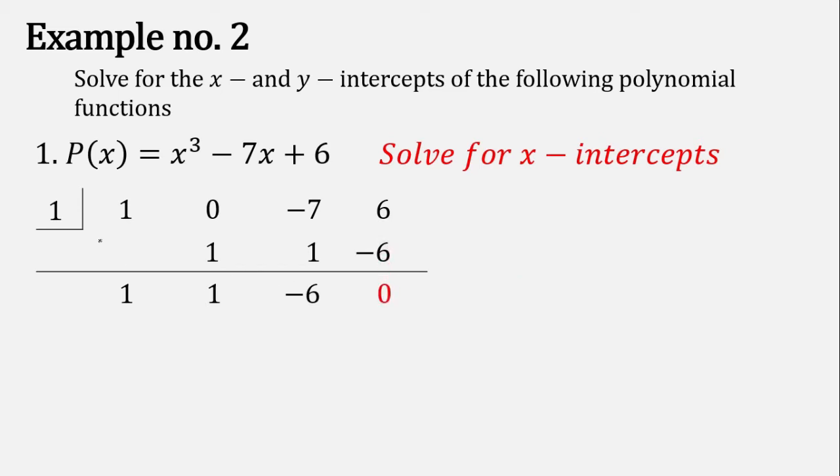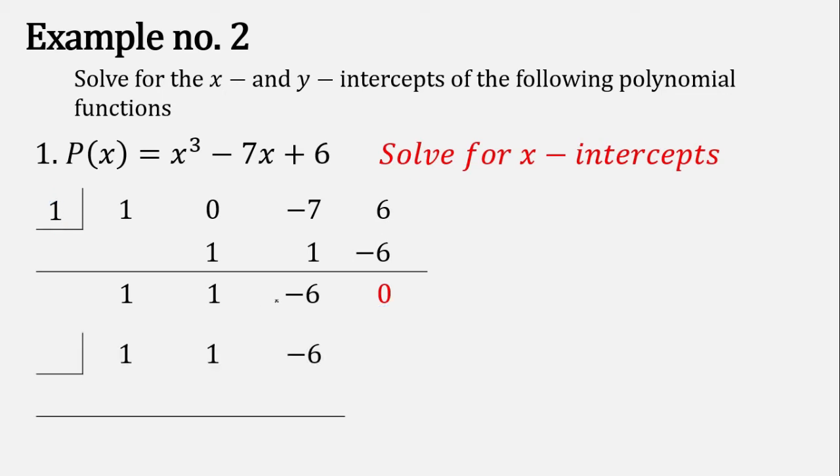So we need to find a number that will give us a 0 remainder. Meaning this is a solution and this is a factor. This is a value of x which, if I substitute here, the answer will equal 0. So what if I test a number that doesn't give 0? Then cross out that number and test a number again.